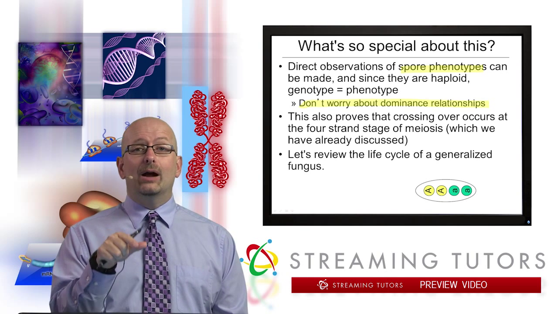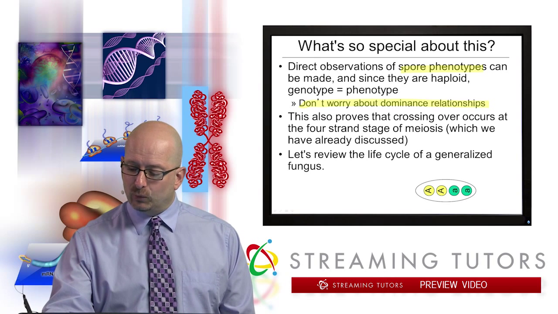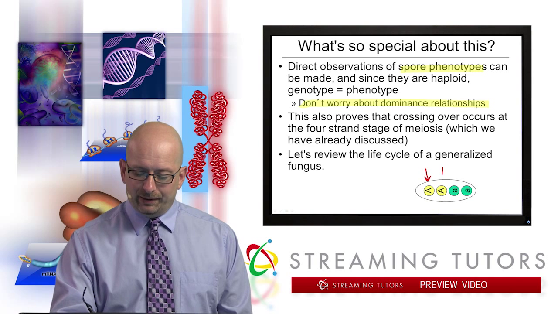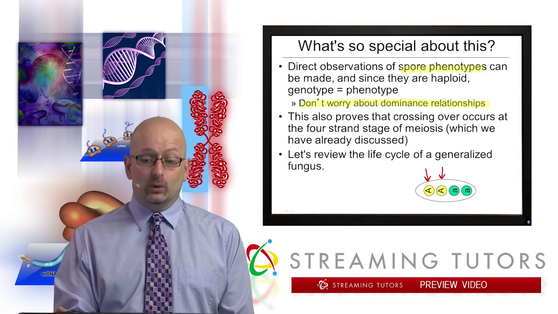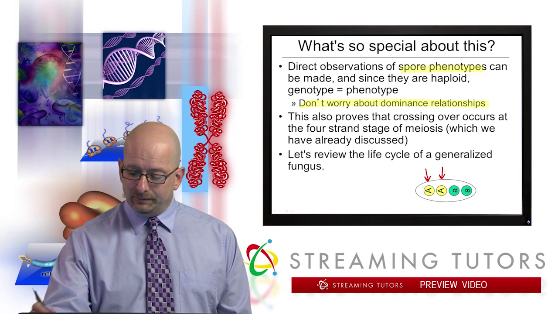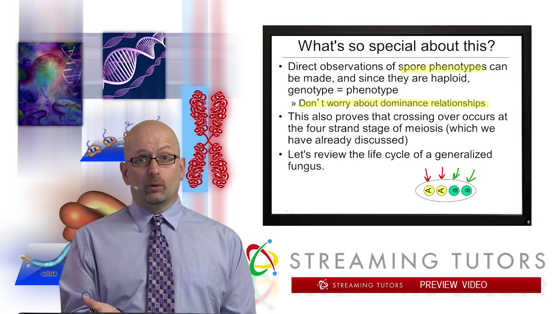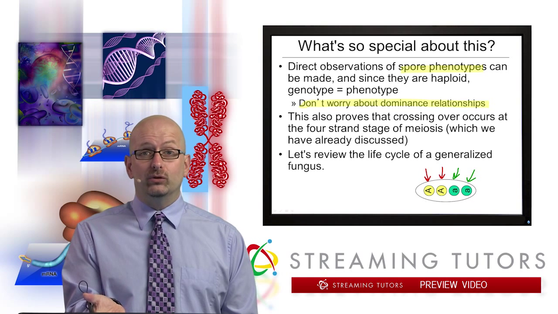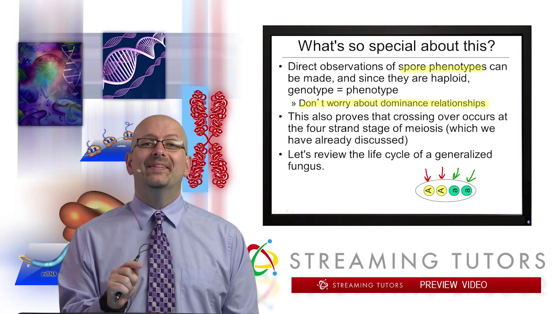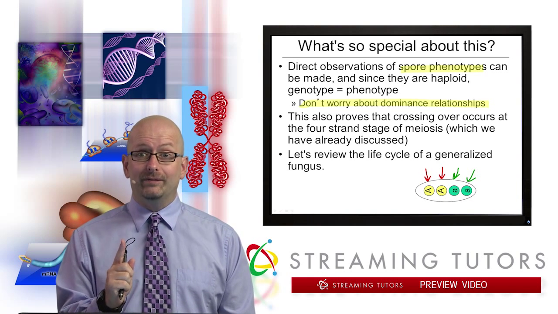I have a picture down here where I made it up, but big A would equal a yellow color, little a would equal a green color, and you'd be able to look right under the microscope at that and see that that was the case for those 4 spores that came from one meiosis event.